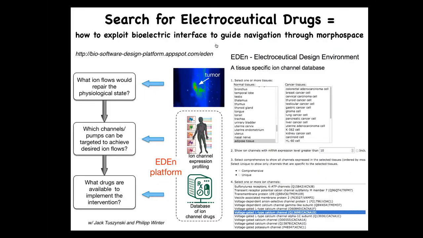And so what we're doing now is creating this kind of platform, and you can go and play with this online, where you choose the cells or the tissues that you want. It tells you all your possible ion channel targets. We're working on the simulator here in between that will tell you which of these you need. And once you know your targets, then you pick drugs, because something like 20% of all drugs are ion channel drugs. There's a huge amount of potential electroceuticals out there.